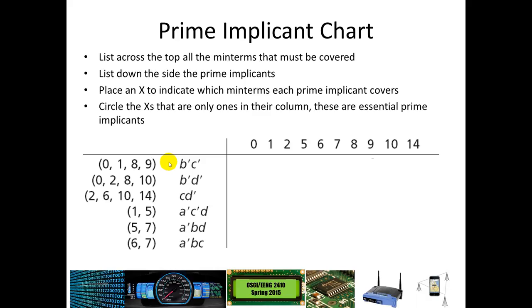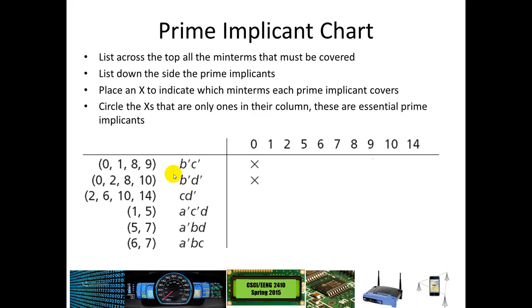So for example, B prime, C prime covers 0, 1, 8, and 9, so we would expect an X to show up here in the 0 column, the 1 column, the 8 column, and the 9 column. So let's just go min term by min term. So coverage for 0, we see that show up in 0, 1, 8, 9. We see that show up in 0, 2, 8, 9. So in terms of that column, we're going to put those two X's there.